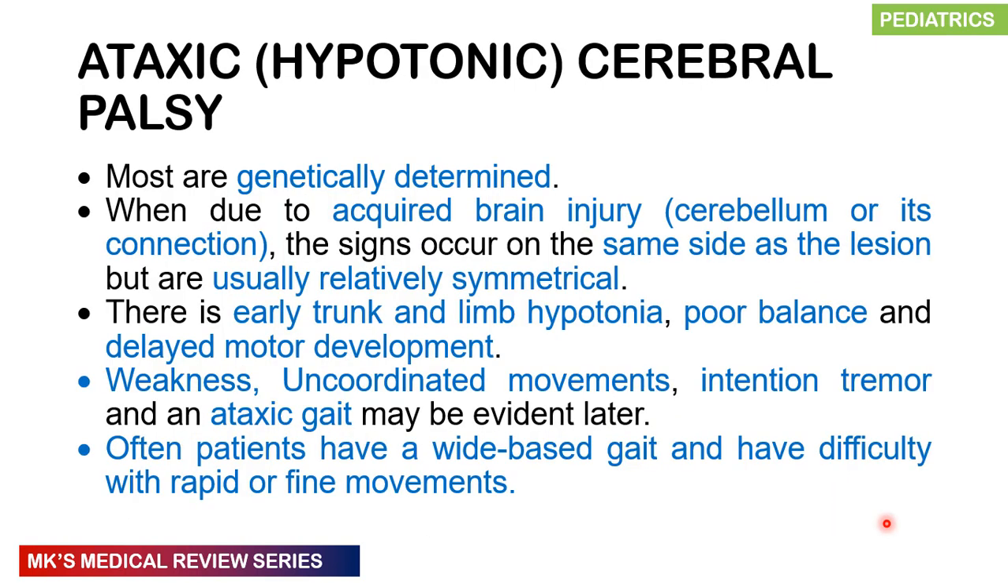Then we move to the last type of cerebral palsy, which is known as ataxic or hypotonic cerebral palsy. So this one here is mostly genetically determined. So here, when we get this acquired brain injury, often it's going to be affecting the cerebellum and its connections.